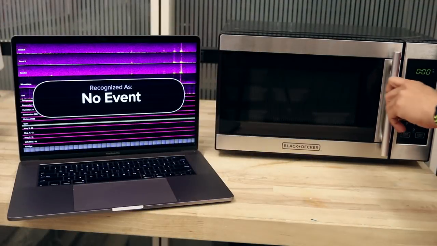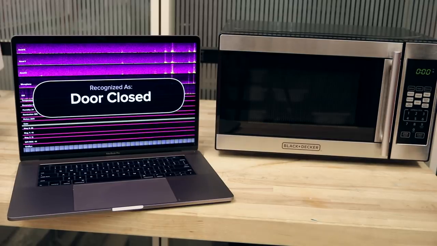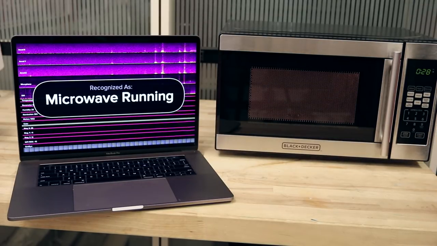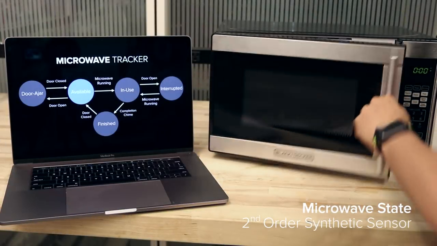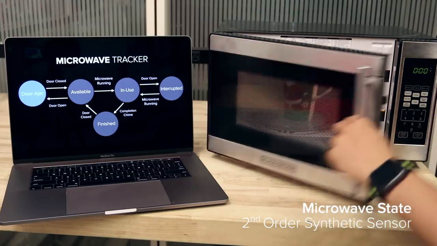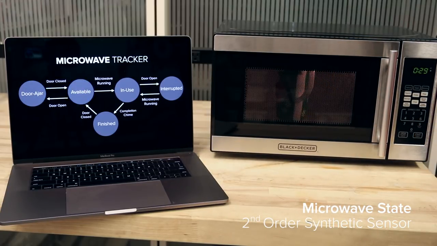Finally, more complex devices can have multiple states, beyond just on or off, like this microwave. Here you can see first-order synthetic sensors responsible for recognizing individual states. By building on top of these sensors, it is possible to create a second-order sensor that tracks the state of the device. Armed with this high-level understanding, richer assistive applications can be built.